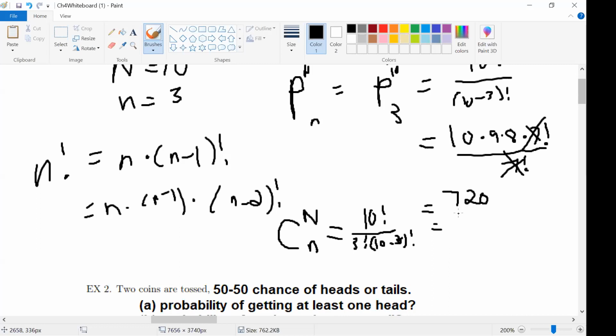Here, the process is going to be the same. We have 10 times 9 times 8 times 7 factorial. In the denominator, we have 3 factorial, that's 6. And then 10 minus 3 is 7, so 7 factorial. So we see these 7 factorials are going to cancel out again. We know 10 times 9 times 8 is 720. We can divide that by 6. 720 over 2 is 360. Divided by 3, we get 120.